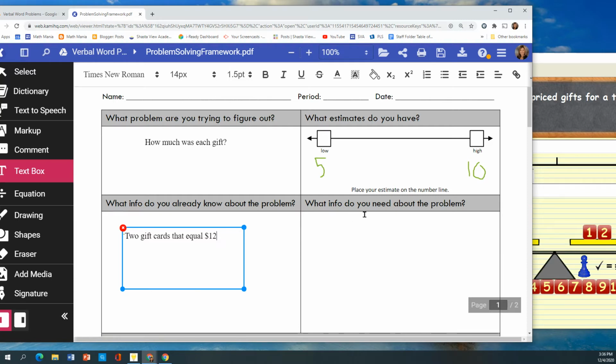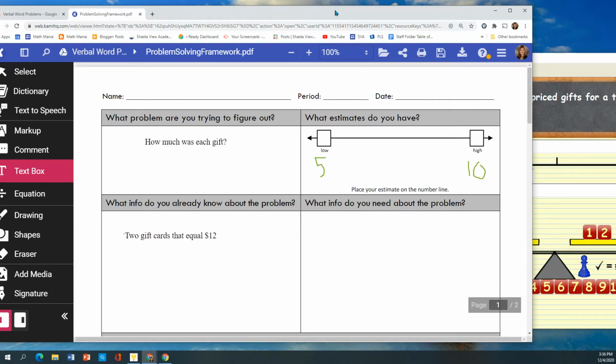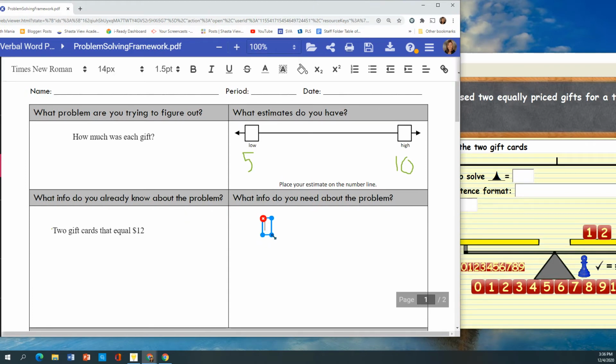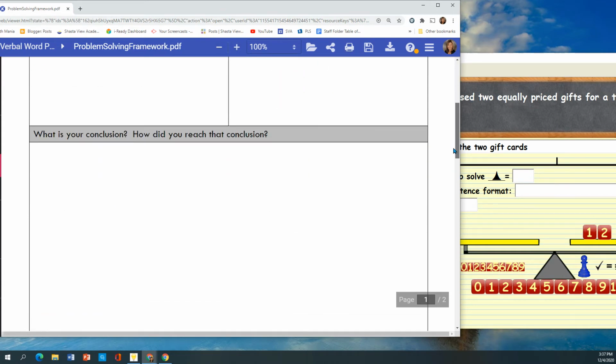What information do you need to know about the problem? We need to know how much those gift cards are, right? Each gift card is worth. Okay, and what is your conclusion? How did you reach the conclusion?